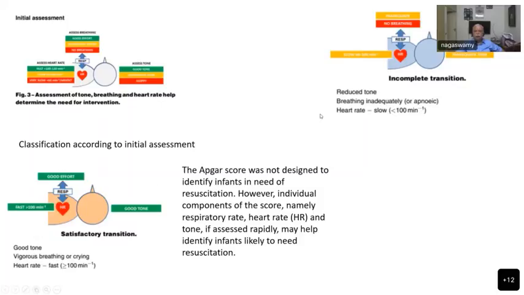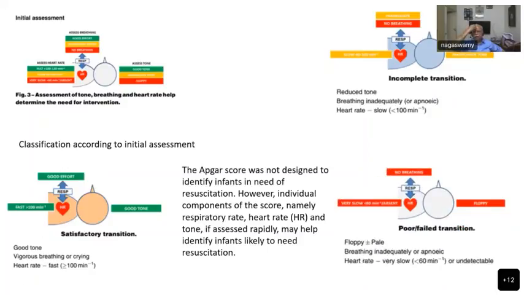When there is reduced tone, inadequate breathing and low heart rate, that means the patient has not got into the transition from uterine to extrauterine life. That is an incomplete transition. And if the patient is very floppy or pale, and breathing is not there or it is apneic, and heart rate is less than 60 or undetectable, it is a very, very poor transition. So this is the baby which requires the maximum support. This will be easily salvageable by good ventilation. So this is how you assess the transition.